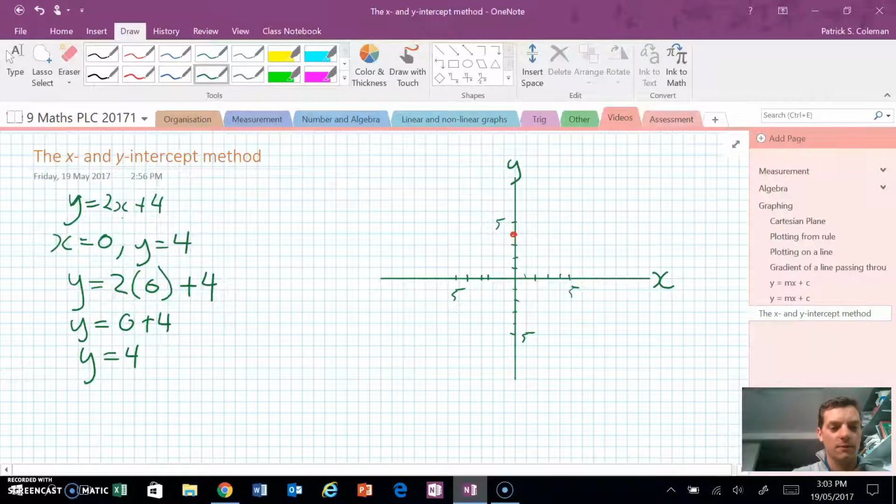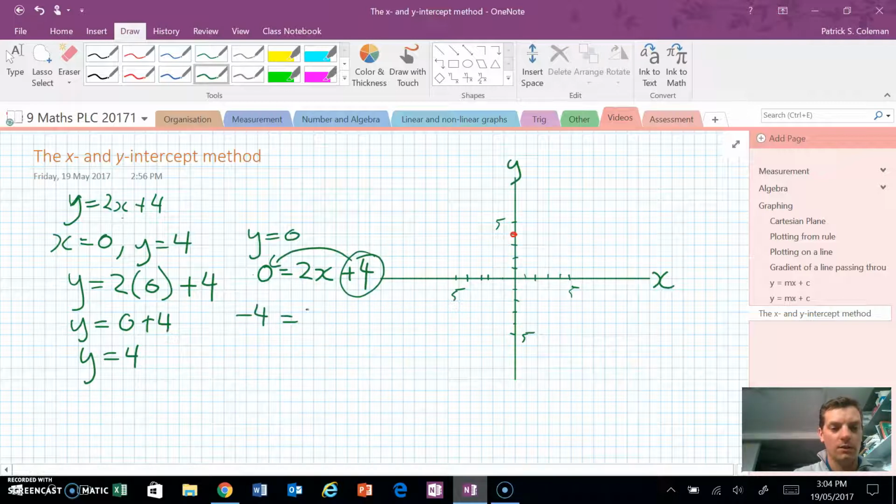So y is equal to 0, plugging that into our formula. So 0 equals 2x plus 4. Change side, change sign, so we're going to take this 4 across and make it a negative. So negative 4 equals 2x. Change side, change sign again, negative 4 over 2. So we can simplify that to x equals negative 2. So when y is equal to 0, x is equal to negative 2.